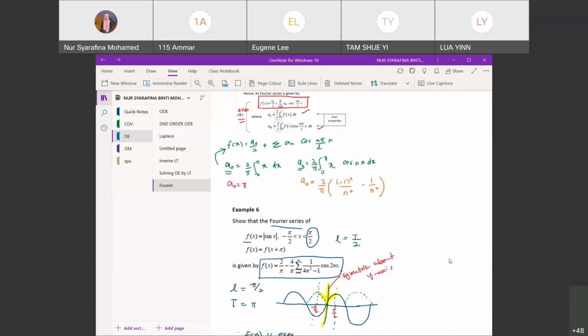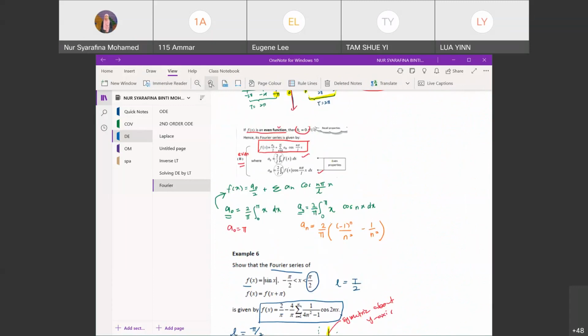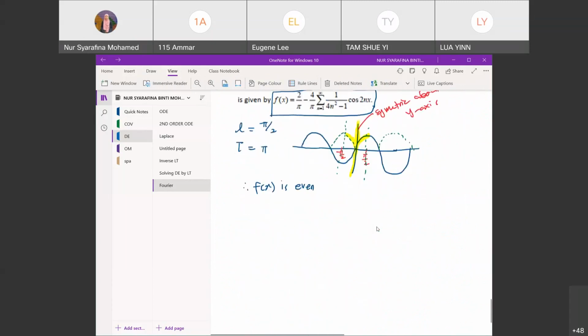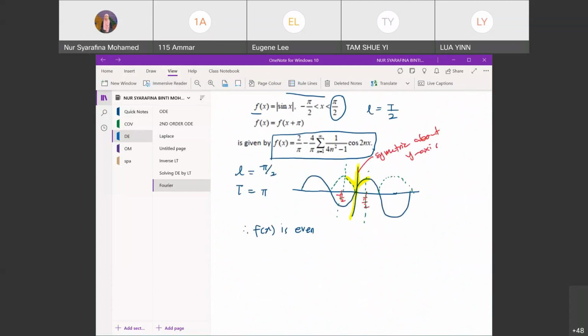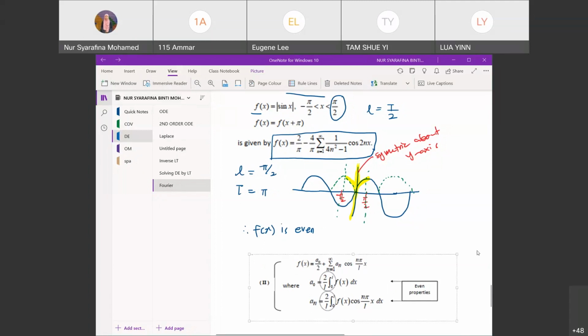Okay, try. So this is the second formula. What you need to find here is a naught and a n. Then you substitute into the Fourier series to obtain this. Okay, try. If you have a question, you can ask. Today's class is just about discussion.